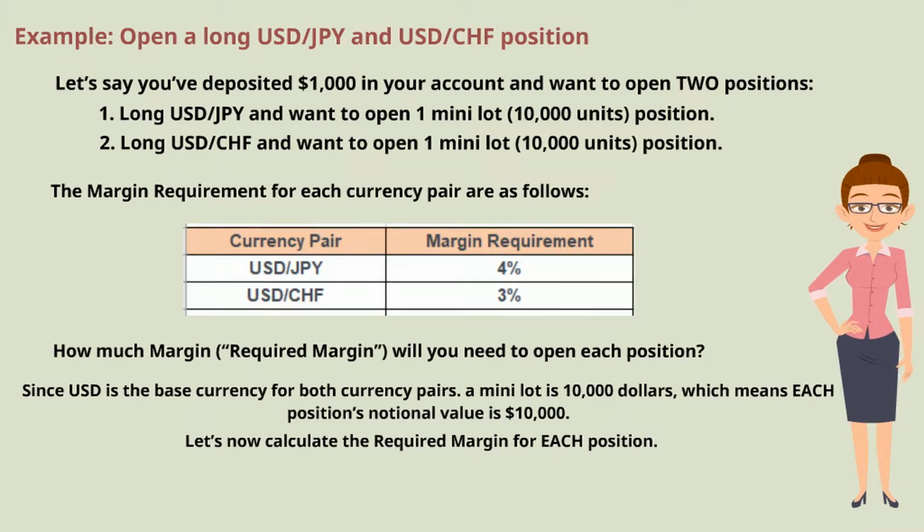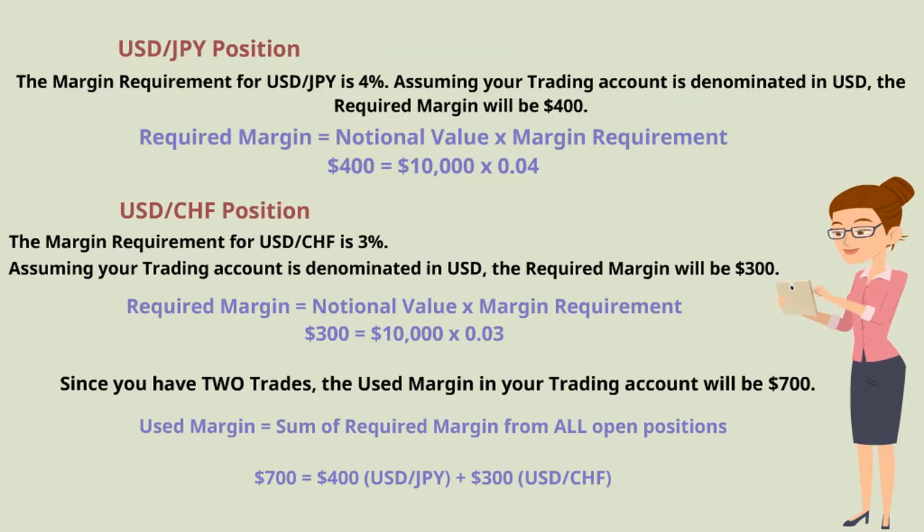Since USD is the base currency for both currency pairs, a mini lot is $10,000, which means each position's notional value is $10,000. Let's now calculate the required margin for each position. USD/JPY position: the margin requirement for US dollar to Japanese yen is 4%. Assuming your trading account is denominated in USD, the required margin will be $400. Required margin equals notional value multiplied by margin requirement.